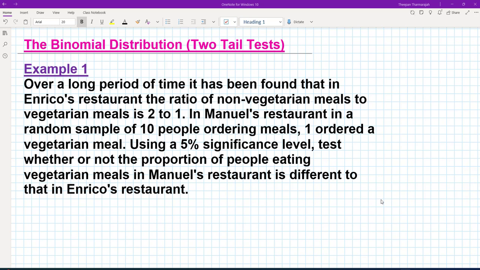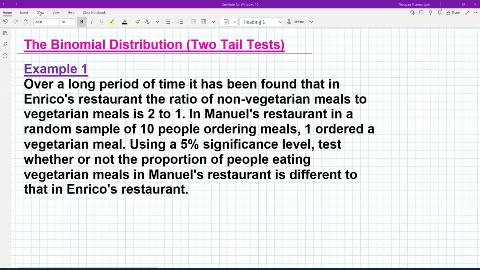In this video, we're going to look at two-tailed tests for the binomial distribution. Let's take an example. Over a long period of time, it has been found that in Enrico's restaurant, the ratio of non-vegetarian meals to vegetarian meals is 2 to 1. In Manuel's restaurant, in a random sample of 10 people ordering meals, one ordered a vegetarian meal. Using a 5% level of significance, test whether or not the proportion of people eating vegetarian meals in Manuel's restaurant is different to that in Enrico's restaurant.